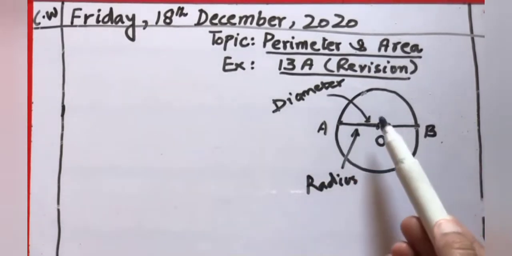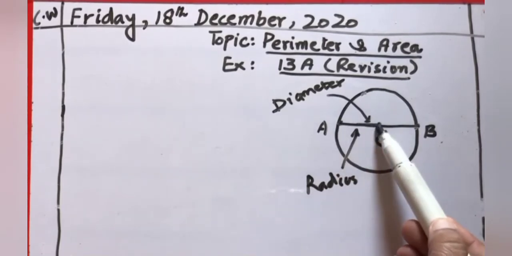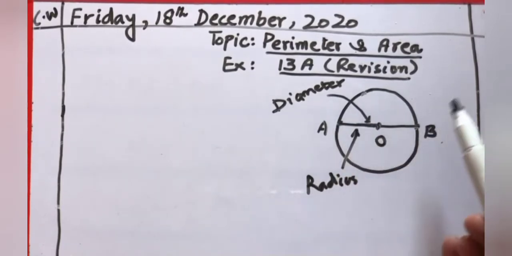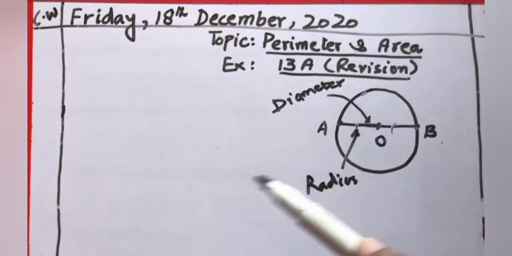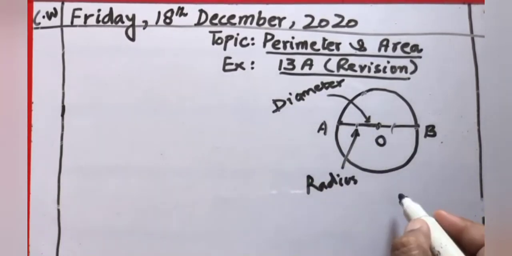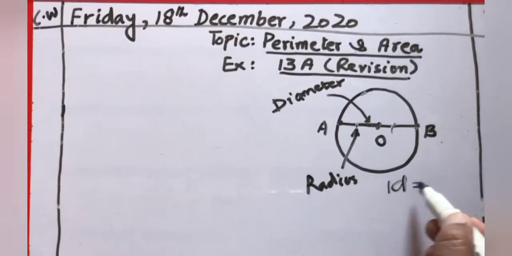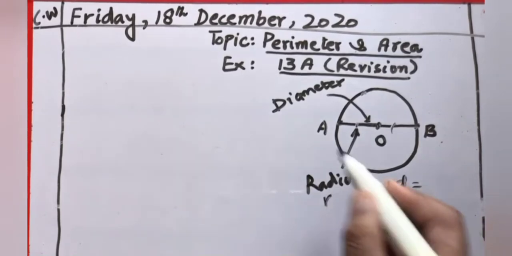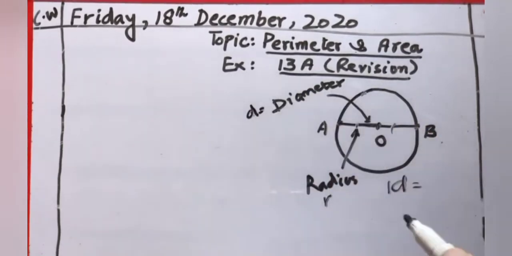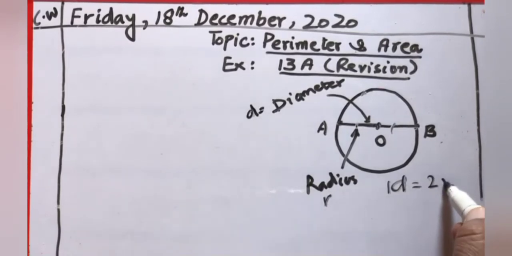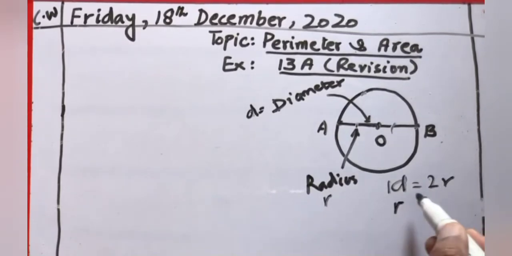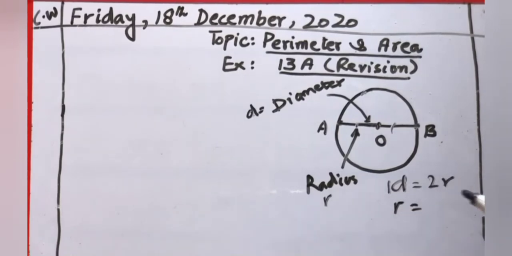Here you can see that a diameter has 2 radius from O to A and O to B. So these are the 2 radiuses in a diameter. So we can say that one diameter, we represent diameter by D and represent the radius by R. So one diameter has 2 radius, and if you want to find the radius of a circle, you can divide the diameter by 2. You can easily find the radius of a circle.